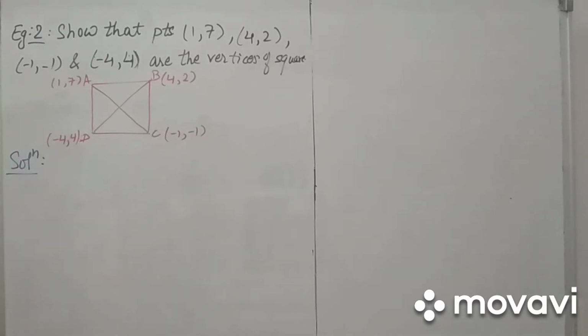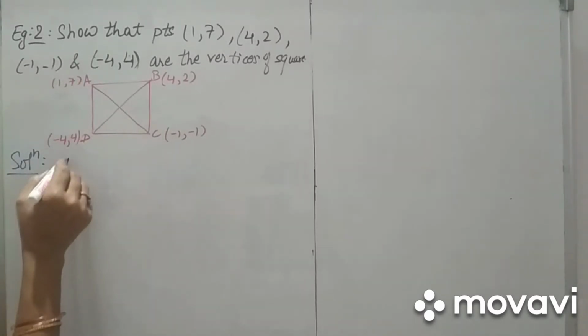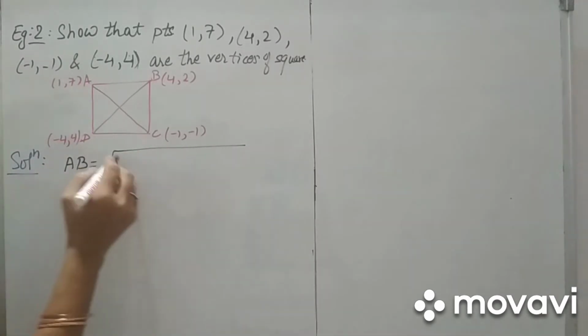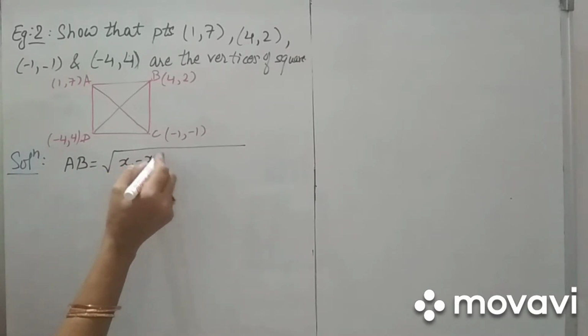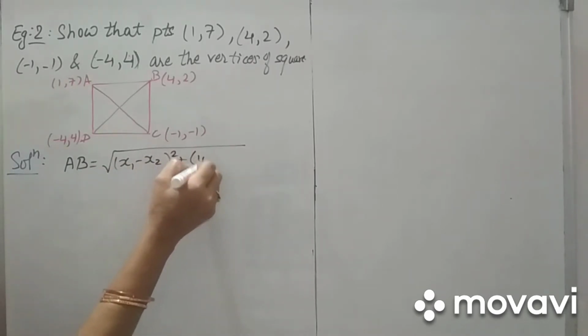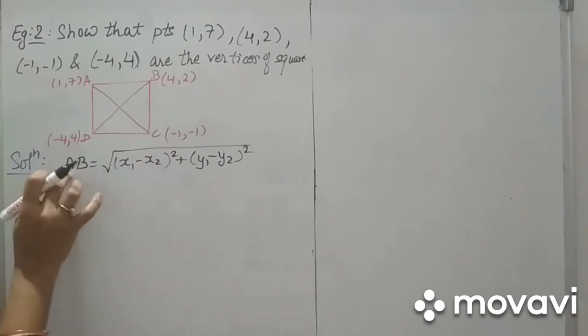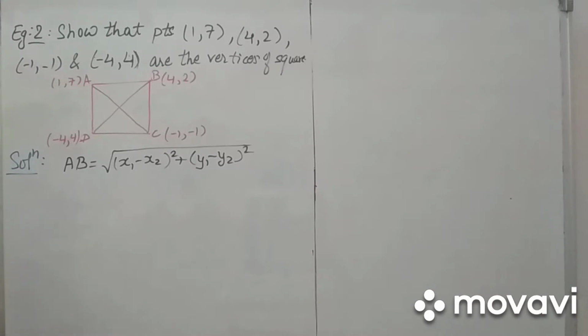First of all, let us write the distance formula and recollect our memory. Suppose I take AB, then what is my distance formula? It is the square root of (x1 minus x2) square plus (y1 minus y2) square. Both coordinates of points A and B: x-x subtraction and y-y coordinate subtraction, with square under the root. Okay.